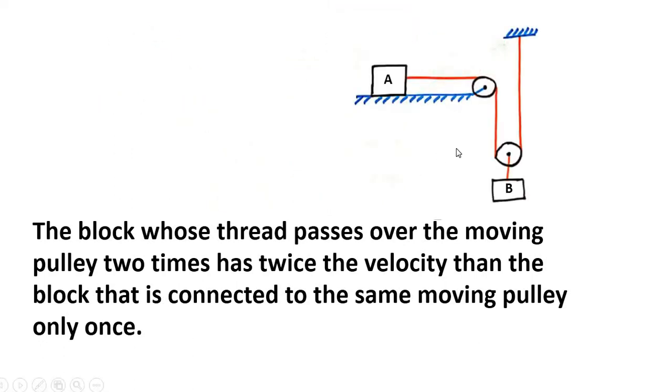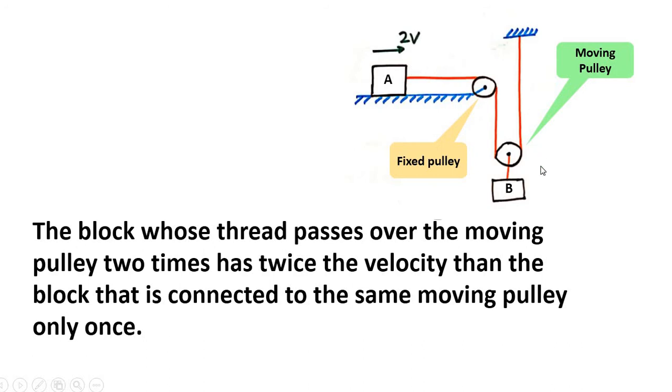Once again we can see that we have a fixed pulley and here is the moving pulley. Then the block A is connected to the thread which passes over the moving pulley two times. Therefore, the velocity of block A must be 2v and the velocity of block B must be 1v.